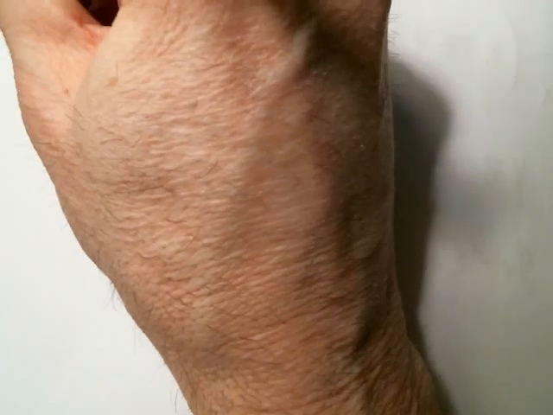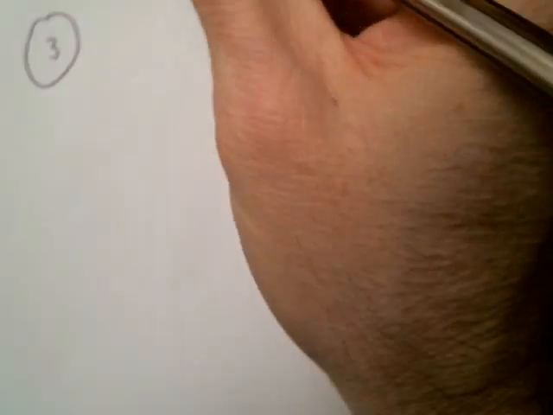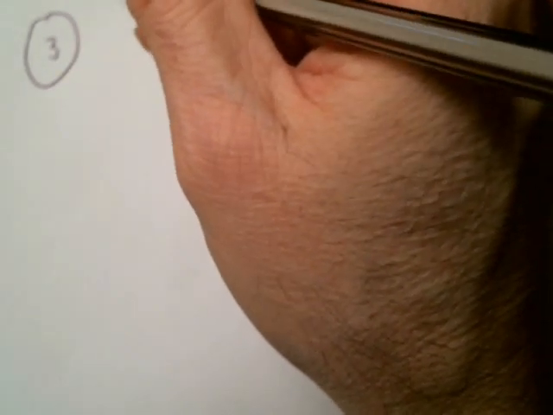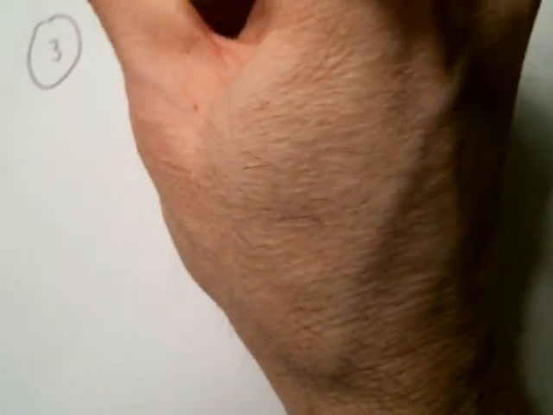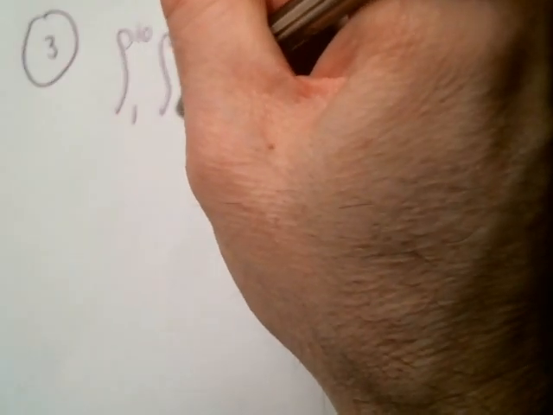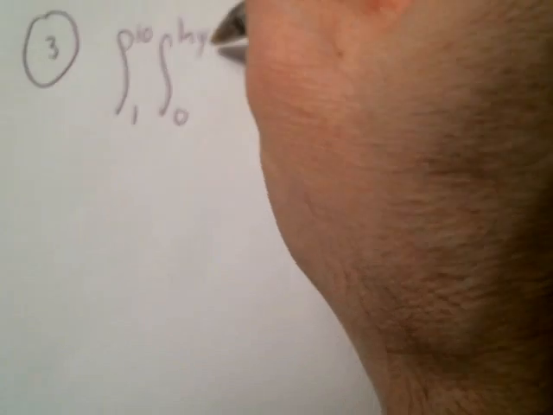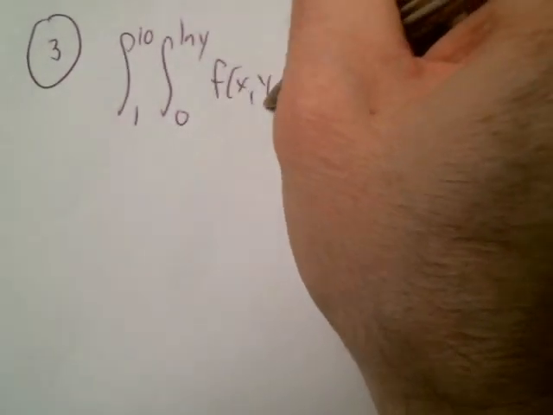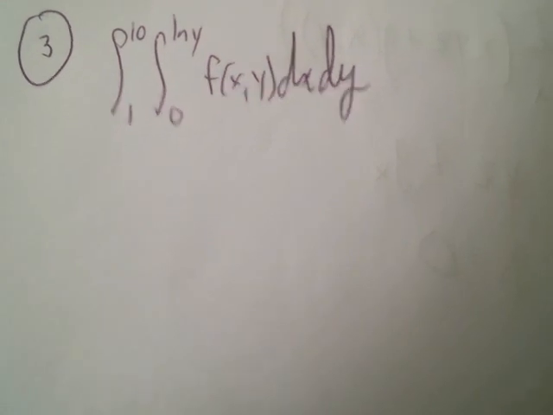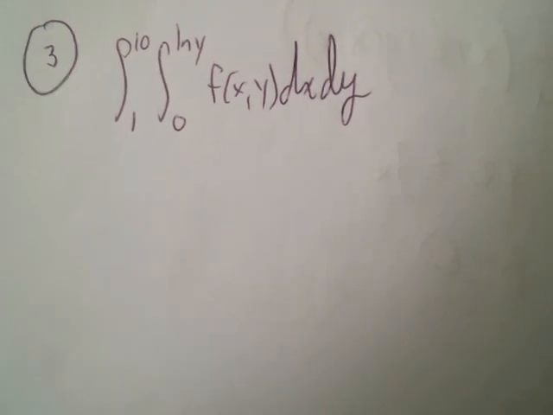All right, next, it's problem 3. Sketch the region R of integration and switch the order. So the same problem, and then do not evaluate. So they give us 1 to 10, and then the integral from 0 to ln y, and then it's f of xy dx dy. Right? Okay.